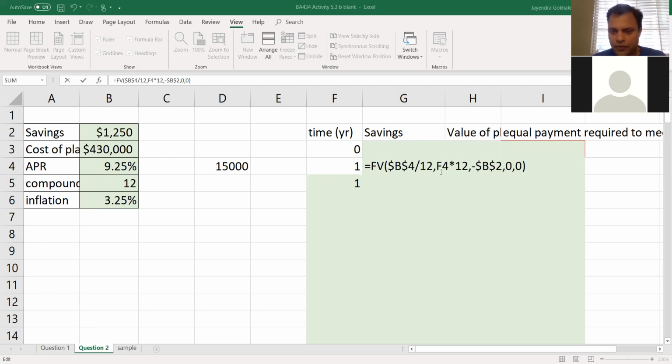Notice how this F4 cell does not have a dollar sign, because as we paste it down, the time will change. And as the time changes, I will have more compounding periods.